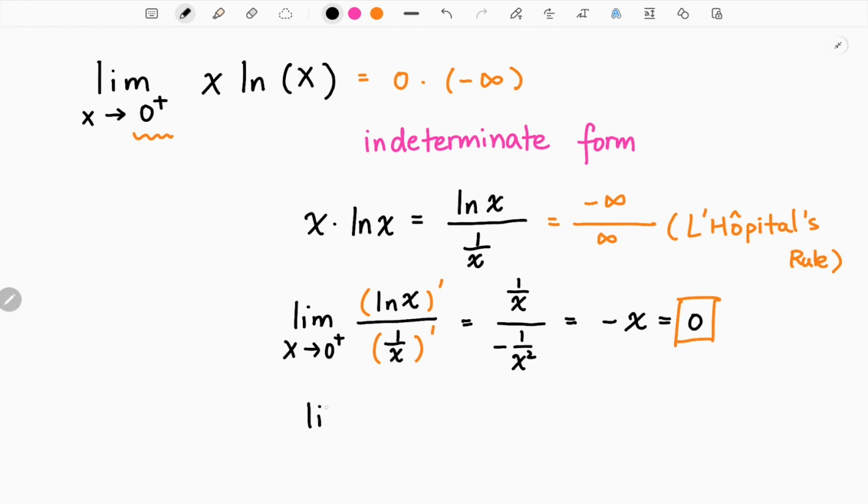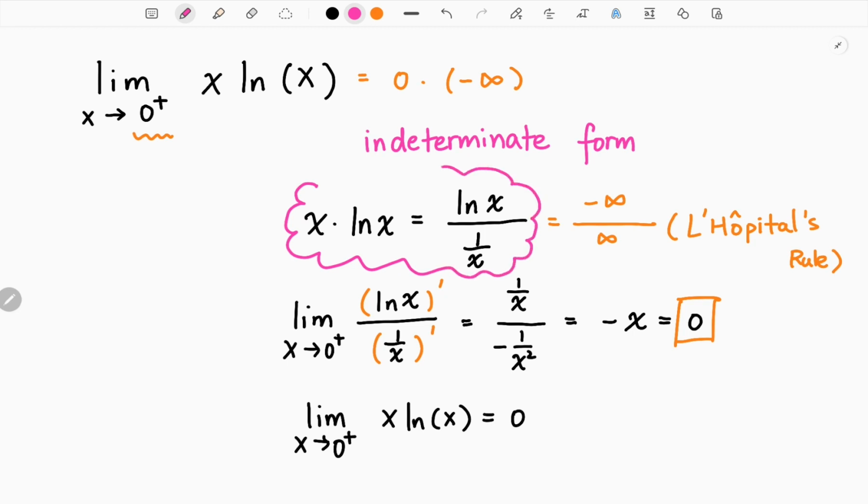So in here, we have solved the limit of x times natural log of x, and the limit goes to 0. The key for solving this type of question is to rewrite the product form to a fraction form so that we can apply L'Hopital's rule directly.